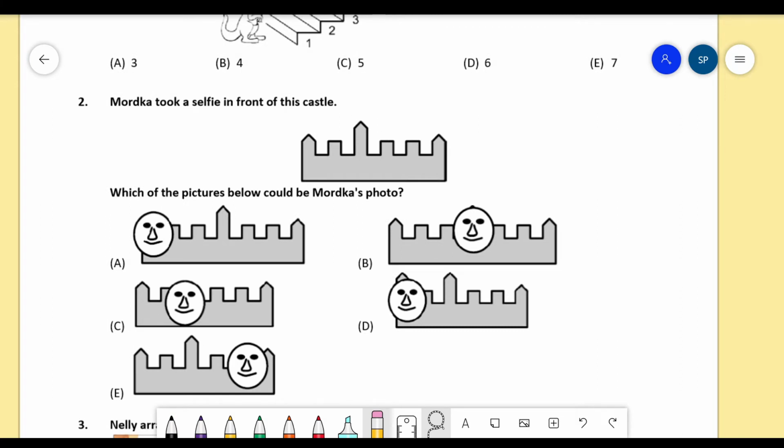2. Mordka took a selfie in front of this castle. On which of the pictures could be Mordka's photo? Okay, we know the smiley face is Mordka's face, and now we have to see which is correct or which matches. So let's compare this original image on the top to A. So the first one should be a point, something like that. And here we cannot see it anyway.